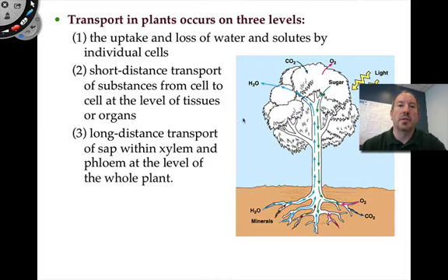And so the transportation takes place on 3 levels, and we're going to have that conversation today about how cells uptake water and solutes. And you might be familiar with this already. It's called diffusion and osmosis, from cell to cell, like that. But then we're also going to talk about briefly short-distance transport. Now, short-distance is like on the level of the tissue. So this is cell to cell, and this is tissue.